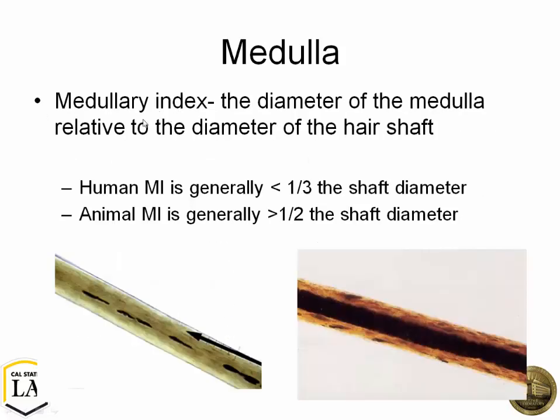There's actually an index, the medullary index, which is the diameter of the medulla relative to the diameter of the hair shaft. And in general, for humans, you're looking at less than 1/3 of the shaft diameter, and for animals, the medullary index is generally greater than 1/2 the shaft diameter. So you can kind of see that these ratios of the medulla relative to the whole shaft of the hair itself can also be diagnostic.